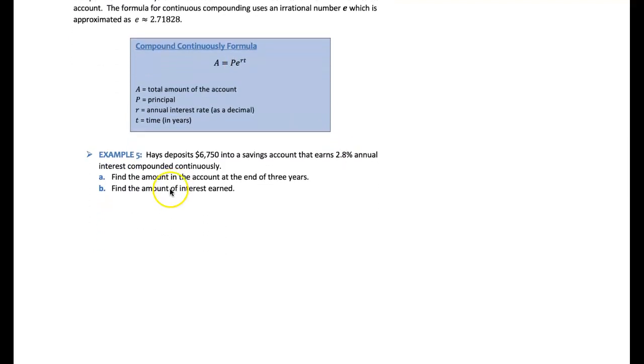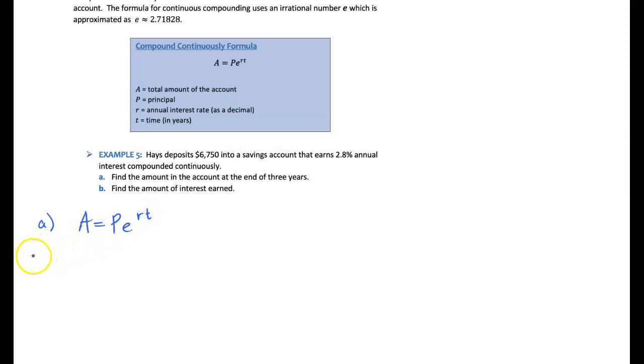Example 5. Hayes deposits $6,500 into a savings account that earns 2.8% annual interest, compounded continuously. Find the amount in the account at the end of 3 years. Also, find the amount of interest earned. Part A. To find the amount in the account at the end of 3 years, we're going to use our compound continuous formula and fill in the information that we know.